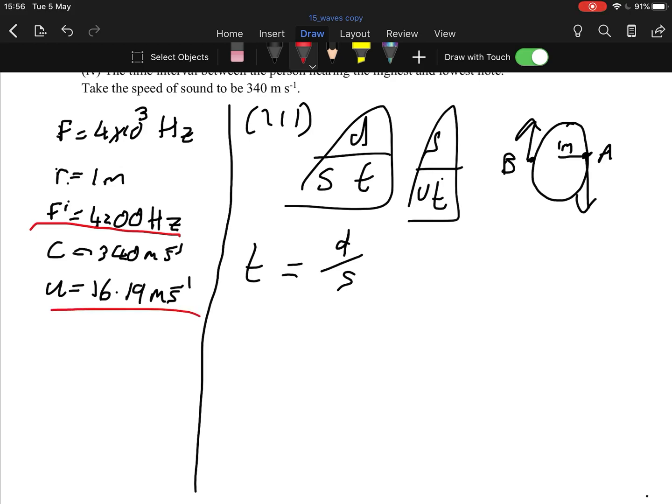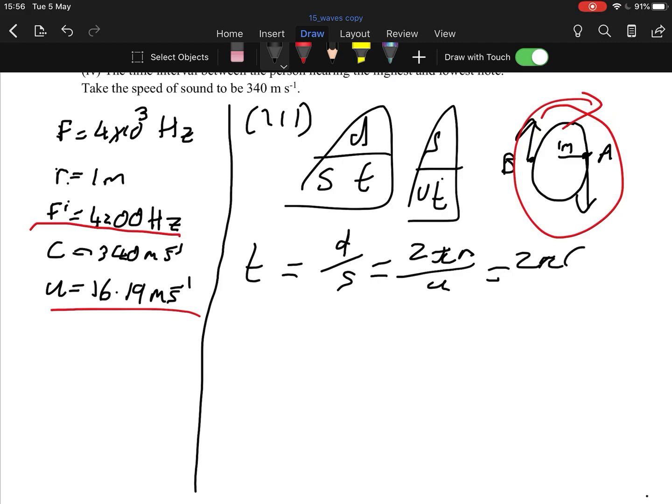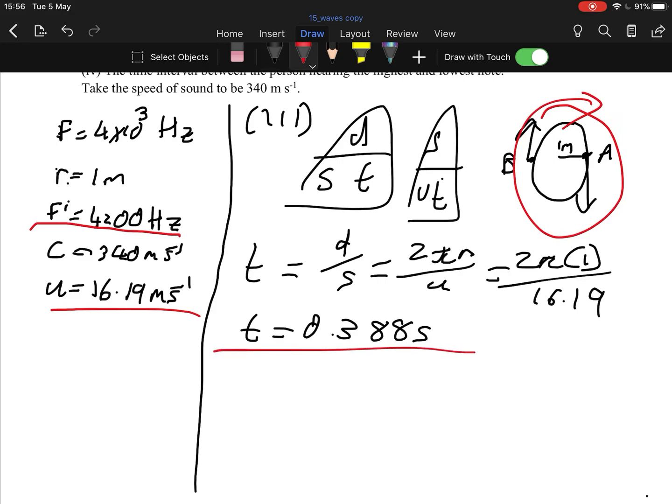Okay. What's our distance? Well, we're moving in a circle. So that's when the circle comes into play. We're moving in a circle. All right, we're going in the circumference of a circle. So therefore, 2 pi r over u. So 2 pi, radius of 1, over 16.19. So our time here should be 0.388 seconds. And that's a decimal point there, not a smudging thing. Okay?